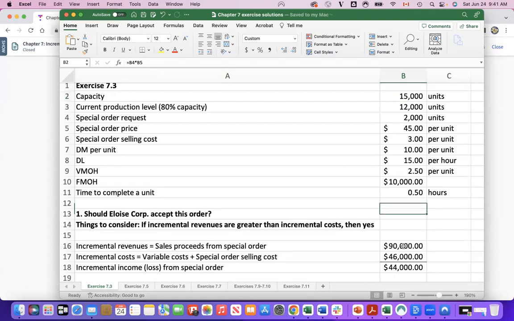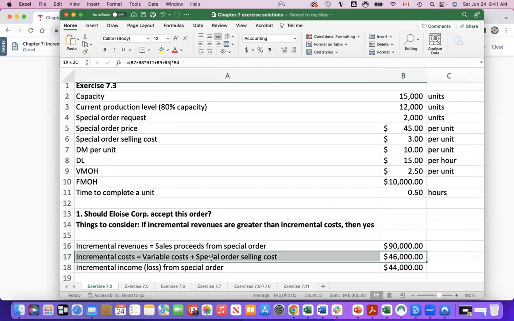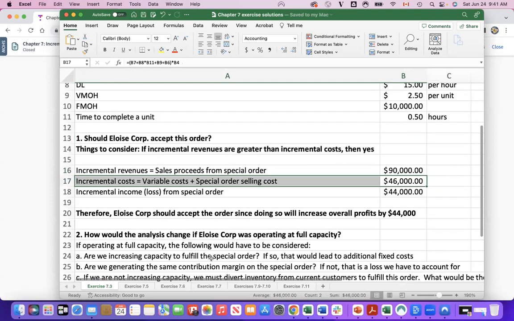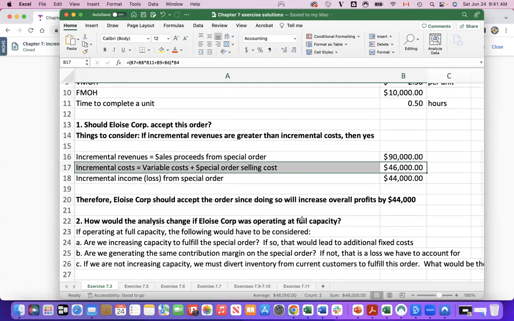The incremental revenues are not going to change if we're operating at capacity. What is going to change are the incremental costs. In the scenario when we're operating at full capacity, our incremental costs are now going to include those additional costs that we would incur only because we wanted to increase capacity. And because of that, our calculus might change. And if we're operating at full capacity and we want to fulfill this order by increasing capacity, we would have to increase our costs, and it might not make sense financially.